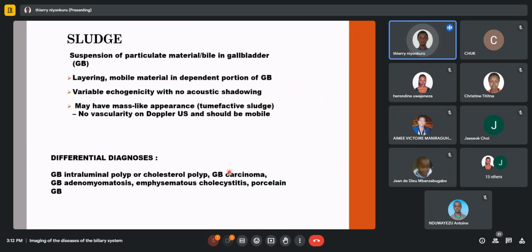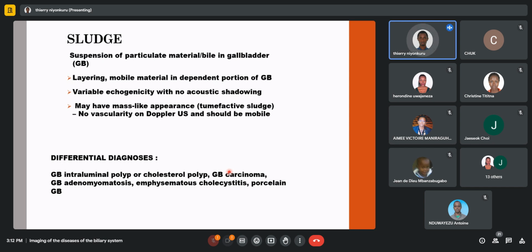Biliary sludge is a suspension of particulate material in bile in the gallbladder. It is seen as layering mobile material dependent in a portion of the gallbladder. It has variable echogenicity with no acoustic shadowing, which is opposite to the gallstone. It may have a mass-like appearance, which is called tumefactive sludge, but on Doppler interrogation, it is vascular negative and mobile.